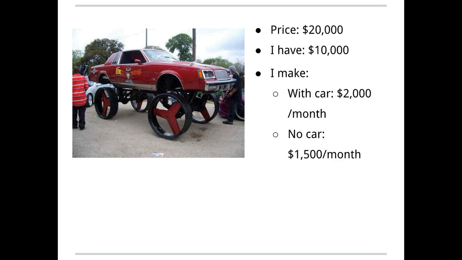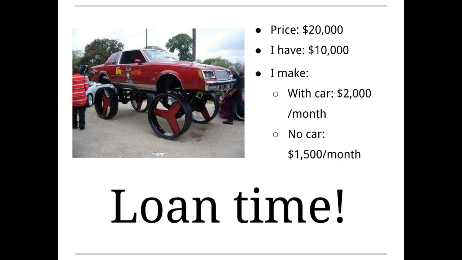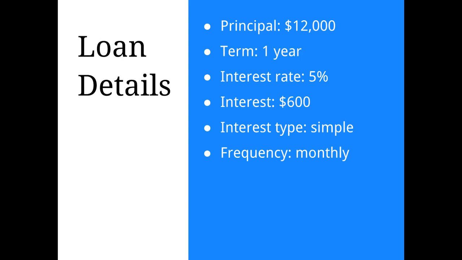I'd like to buy that car now, but I don't have enough money. This is a great time for a loan. I'll take out a 1-year loan for $12,000 at an interest rate of 5% from my bank, so I can buy the car right now. Let's learn each of these terms before moving on.